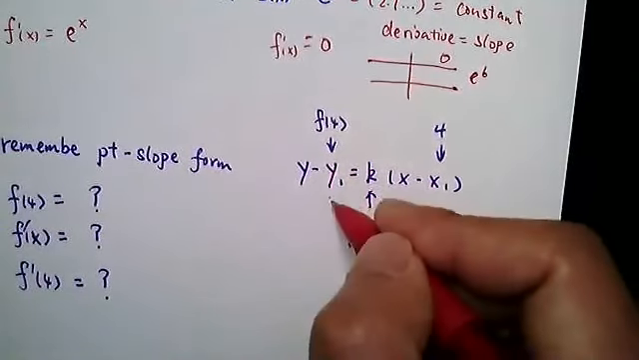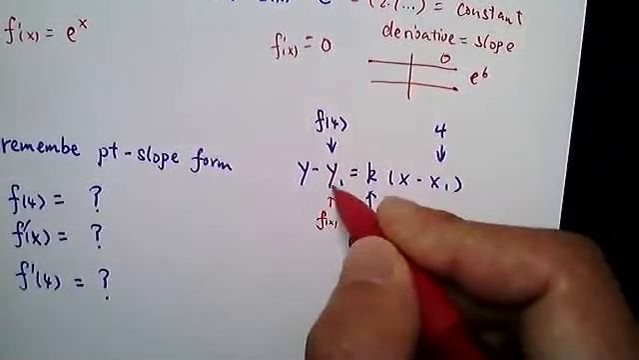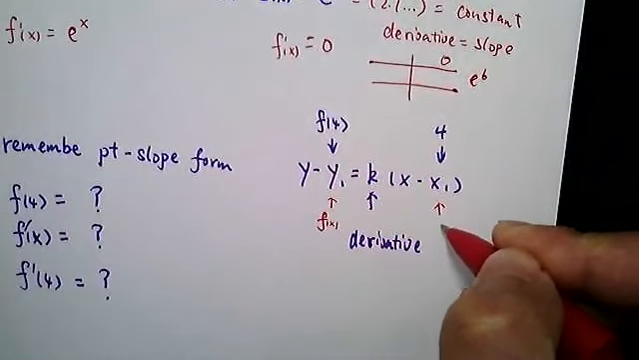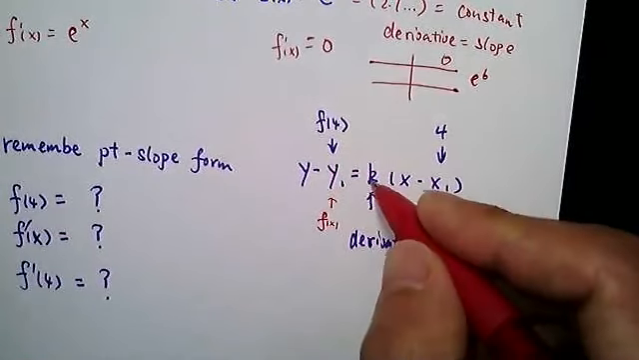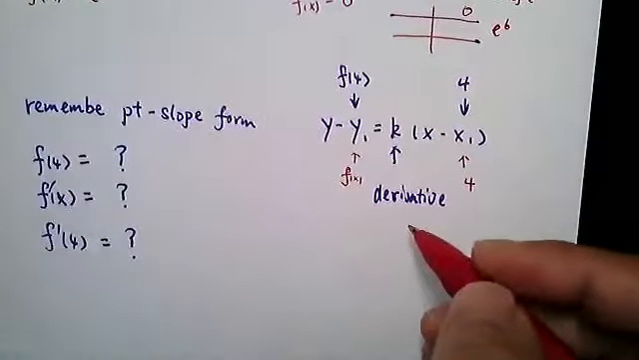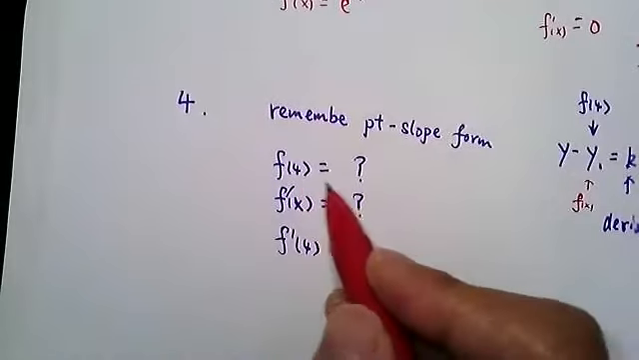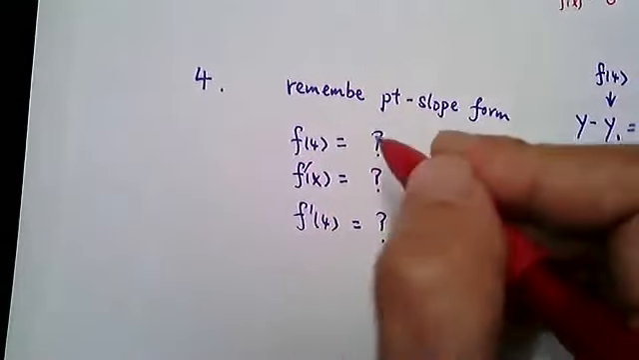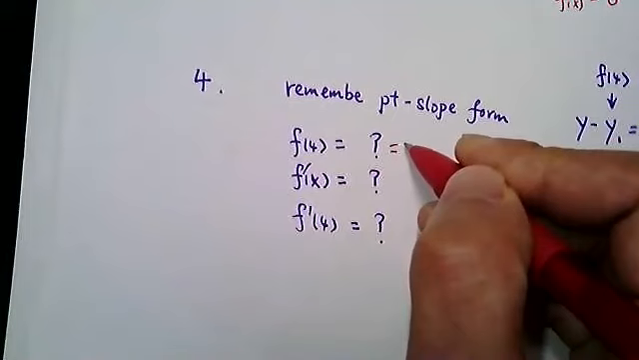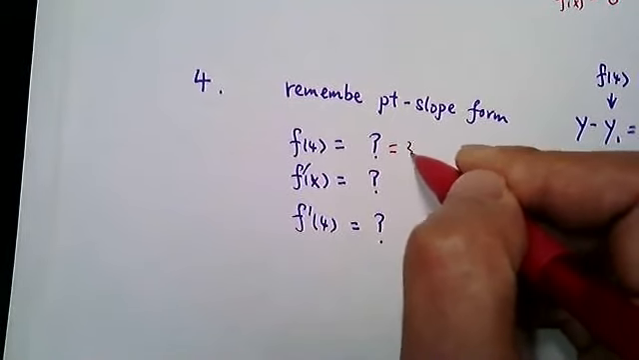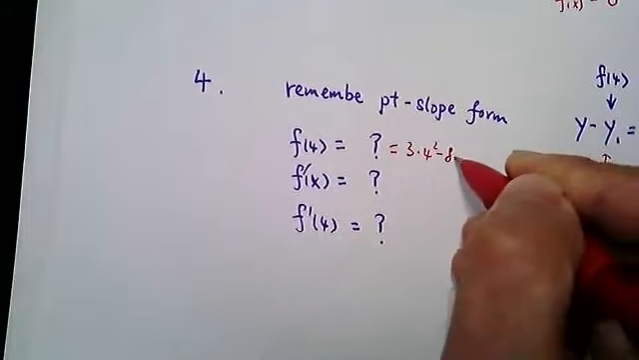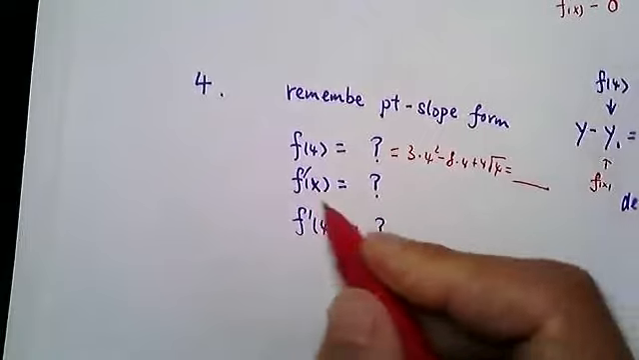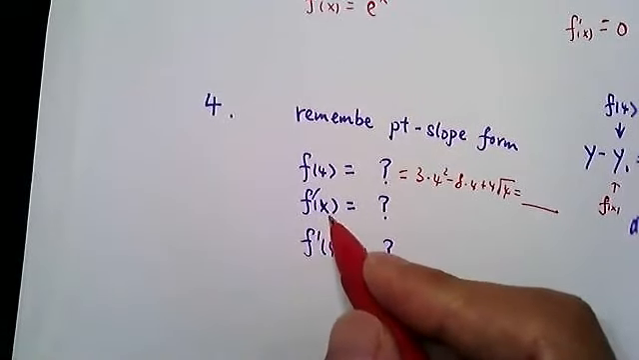So this is the f of x value, I write y1. This is just the x value, which is 4 in this case. The slope is just the derivative. So now you need to figure out what is f of 4 here. And clearly you can do it in this way. You just plug in 3 times 4 squared minus 8 times 4 plus 4 times square root of 4, equal to a number.